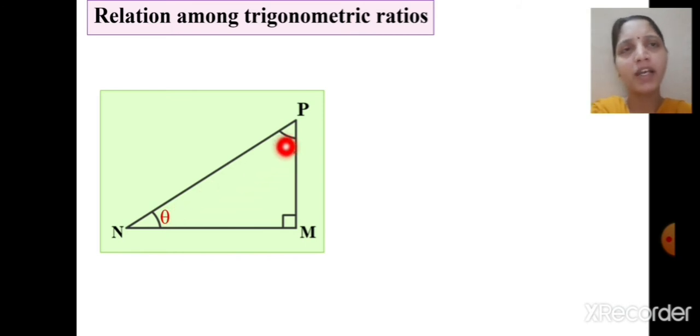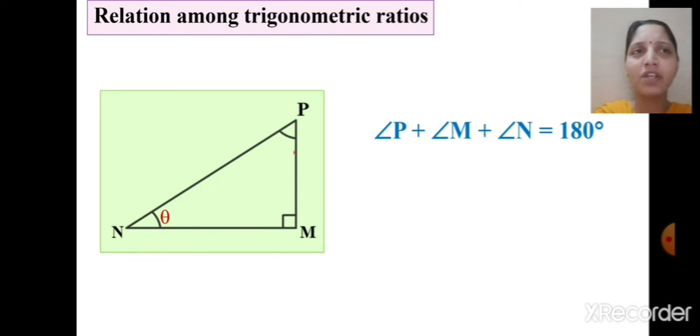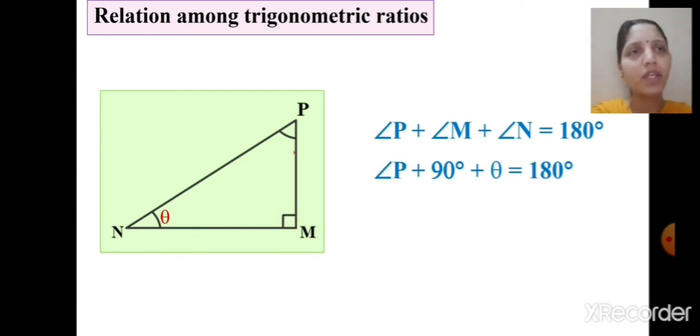Then what will be angle P? Let's find out. We know that in any triangle, the sum of measure of all angles of a triangle is 180 degrees. That means angle P plus angle M plus angle N is equal to 180 degrees. Now let's substitute the value. We know that angle M is 90 degrees and angle N is theta. So here angle P plus 90 degrees plus theta is equal to 180 degrees.